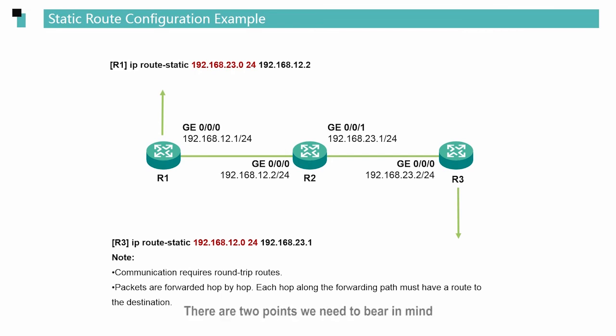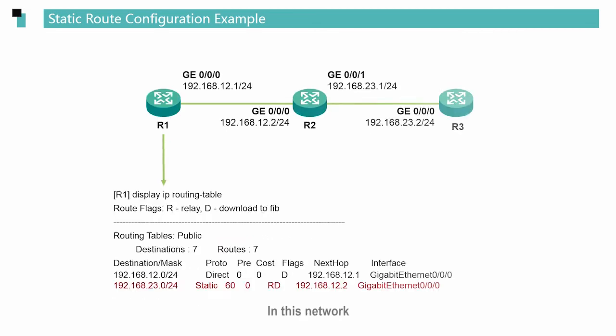There are 2 points we need to bear in mind. First, communication requires round-trip routes, as we have just seen. Second, packets are forwarded hop by hop. Each hop along the forwarding path must have a route to the destination.